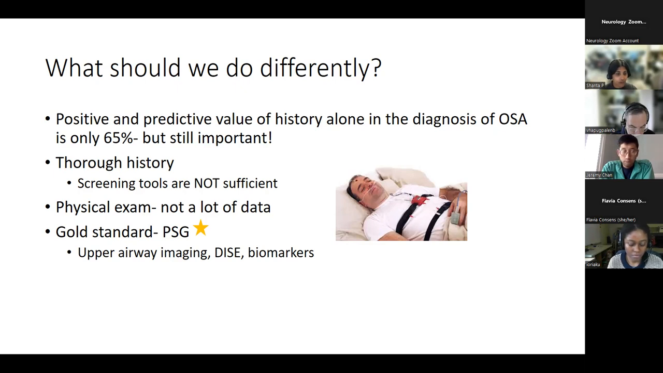And then there are some really interesting studies going on on upper airway imaging, DISE, biomarkers even, to see if there's any correlation between those things and OSA. What they've essentially concluded is that those are very, very far from being usable or contributing to our clinical management. And so the gold standard is still very much PSG.